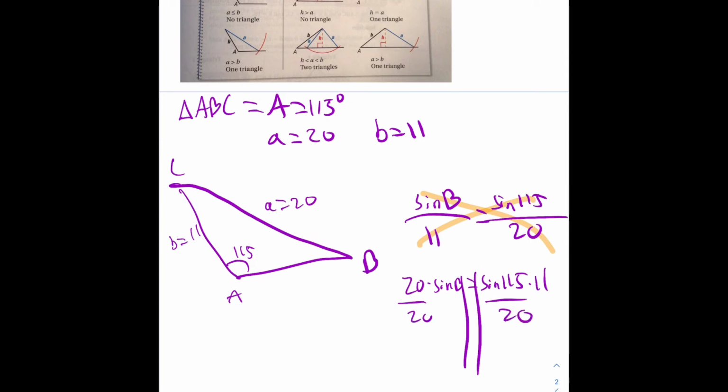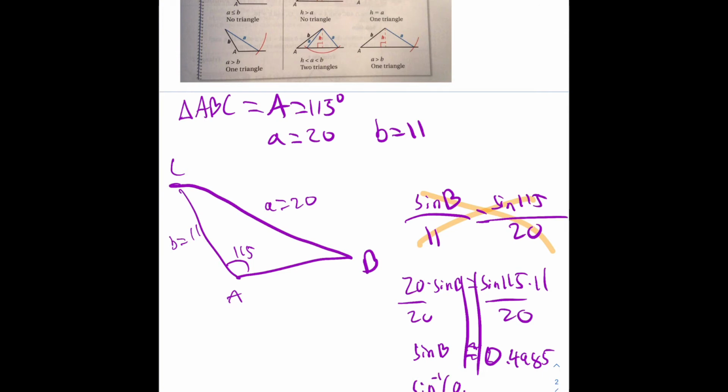Again, how do I get sine B by itself? Divide by 20. So sine of B is equal to, if I plug into my calculator, sine of 115 times 11. Make sure you follow parentheses. Divided by 20, I should get about, sine of B is approximately 0.4985.